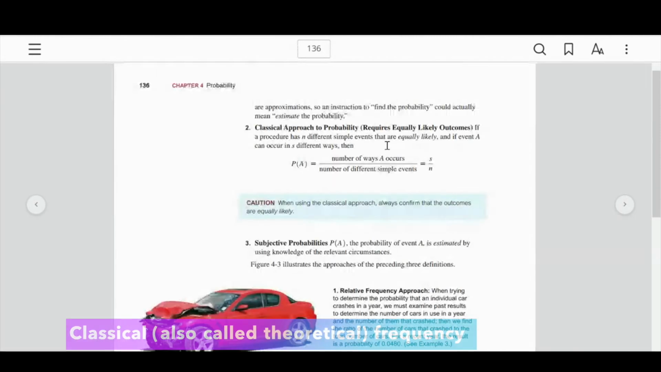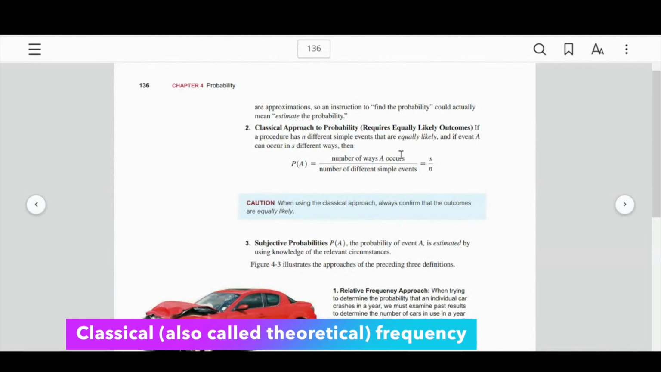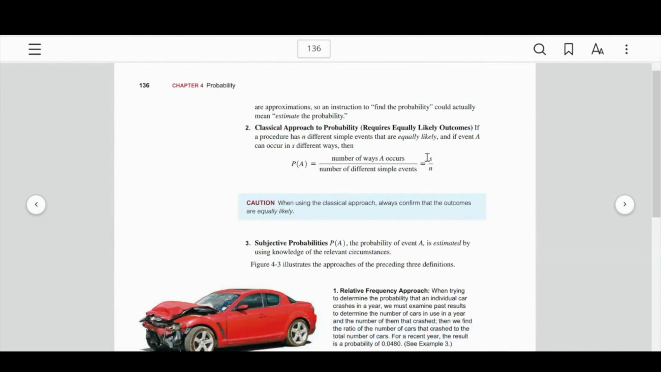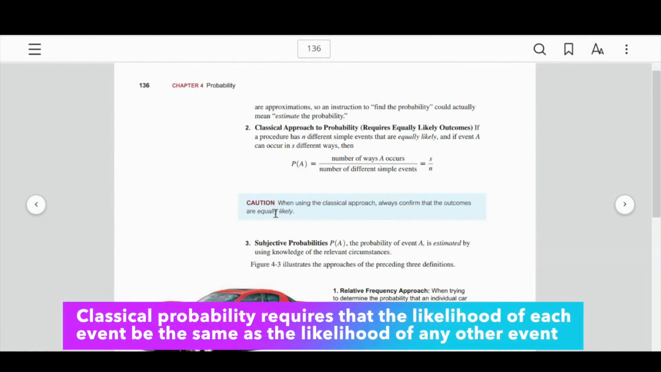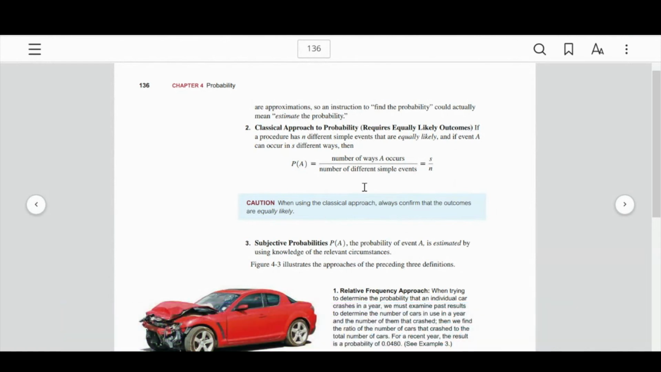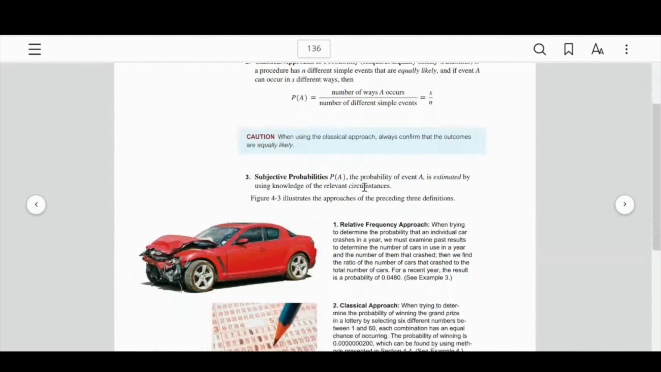The next one will be the one I gave first, the classical approach: the number of ways it could occur, the number of ways anything can occur. We don't need this fancy notation. Don't worry about that. This is important, the blue stuff, I emphasize this to you. Always confirm that the outcomes are equally likely, the same likelihood of rolling a 1 or a 2 or a 3 or a 4 or a 5 or a 6 on a single die. That makes it possible to use the classical approach. If those aren't equally likely, you can't do it.